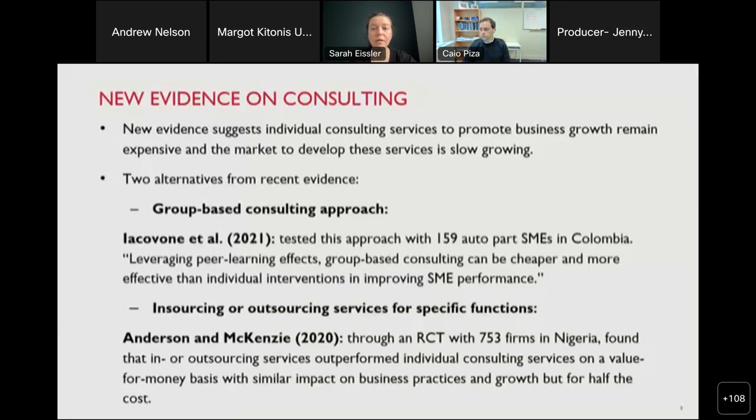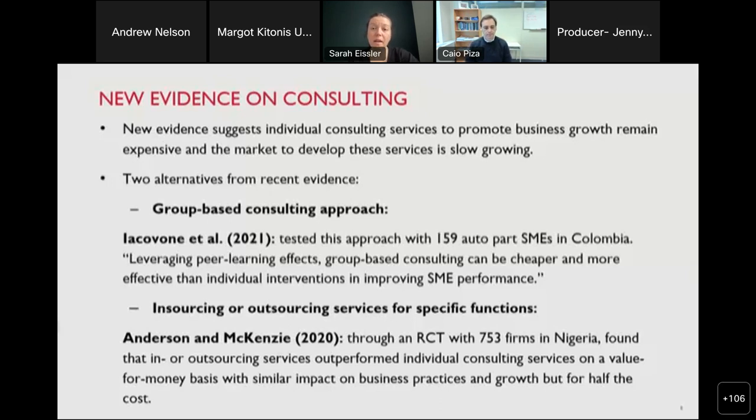So first, we will present some interesting new evidence on the effectiveness of different consulting strategies to promote SME growth. These two studies that were published in 2020 and 2021 suggest that individually tailored consulting services to SMEs that aim to promote growth continue to be an expensive option and that the market to develop these services is slow growing. They provide evidence on the effectiveness of two other types of approaches to delivering consulting services, including a group-based approach, as well as insourcing and outsourcing services.